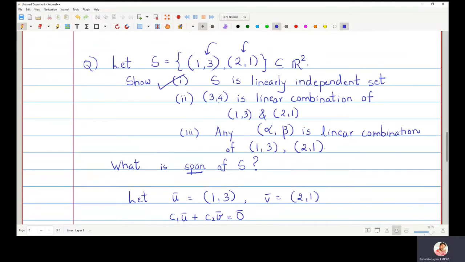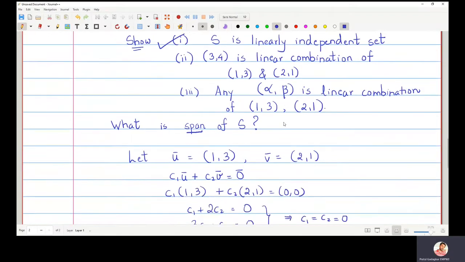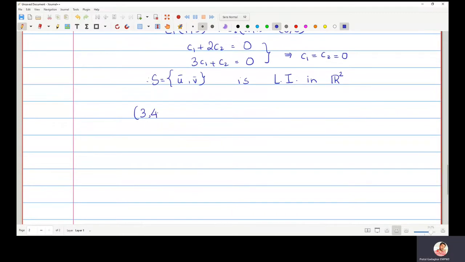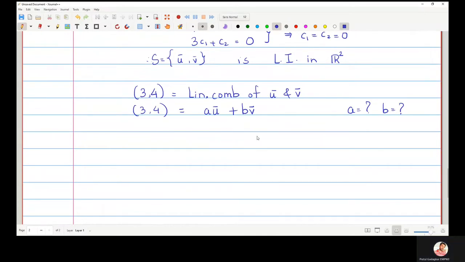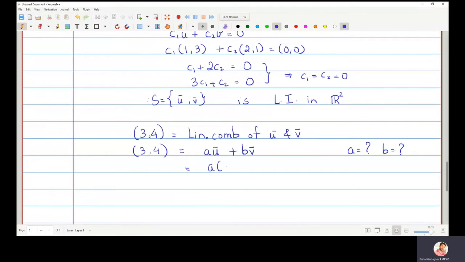If I move on to the second point of this question, the first one is solved. The second point is: 3, 4 is a linear combination of 1, 3 and 2, 1. So we want to show that the vector 3, 4 is a linear combination of the two vectors U bar and V bar. I want to express it as a linear combination of U bar and V bar. A linear combination of U bar and V bar means A times U bar plus B times V bar. Can we find this A and B? What A and what B should I choose so that 3, 4 will become a linear combination of the vectors U bar and V bar? The first vector is 1, 3 and the second vector is 2, 1. So I will write it as A times 1, 3 plus B multiplied by 2, 1. And I want to find A and B from this expression.